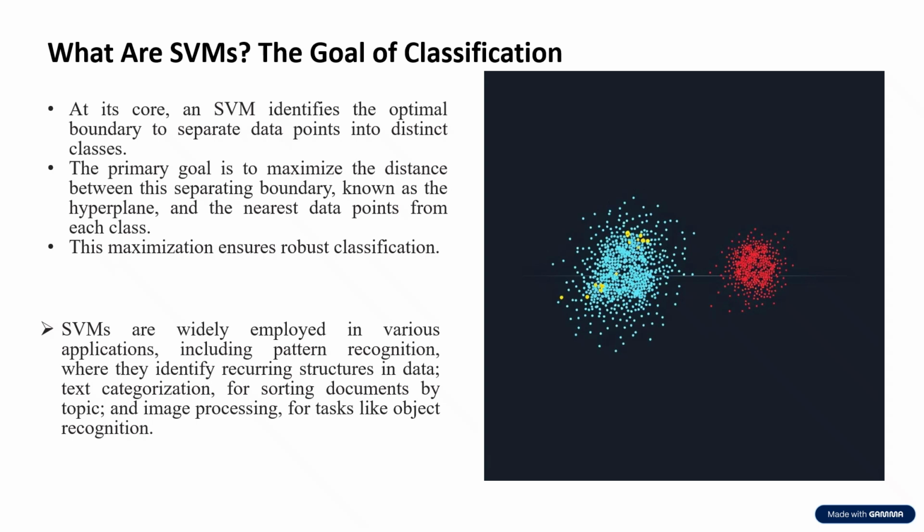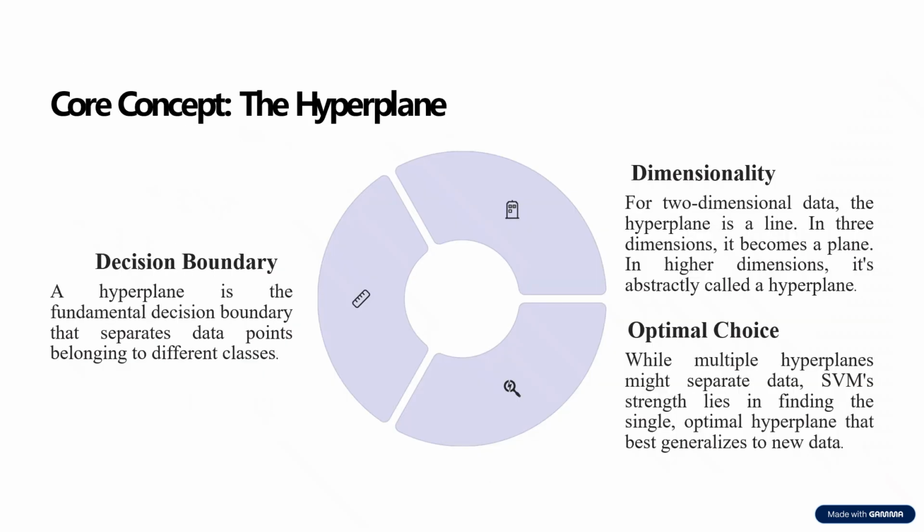SVMs are widely employed in various applications, including pattern recognition, where we can identify recurring structures in data. We can find out what type of structure the data sets follow. Text categorization is for sorting documents by topic. Next, image processing for tasks like object recognition. This is where SVMs are widely applied.